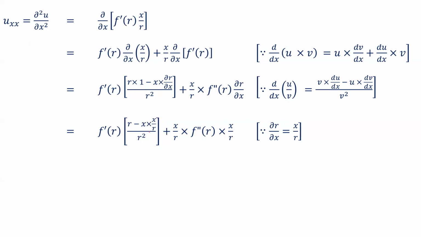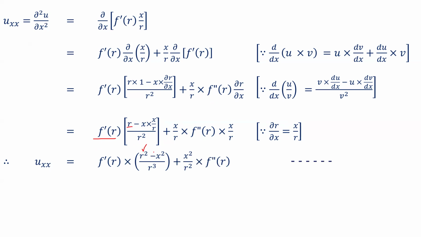Now if we take the LCM of the first part, uxx is equal to f dash of r. Now what is the LCM? It is r, so r into r is r square minus x square upon r cube, plus x by r into x by r, it will become x square upon r square into f double dash of r. This is the value of uxx, or the second order partial derivative of u with respect to x.